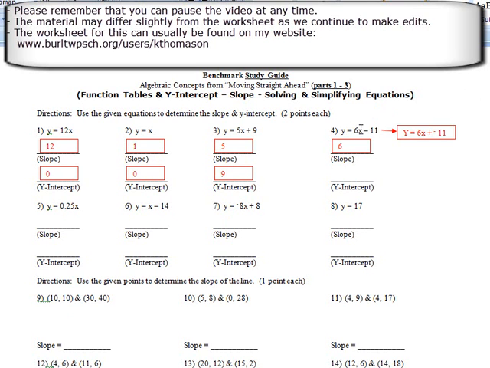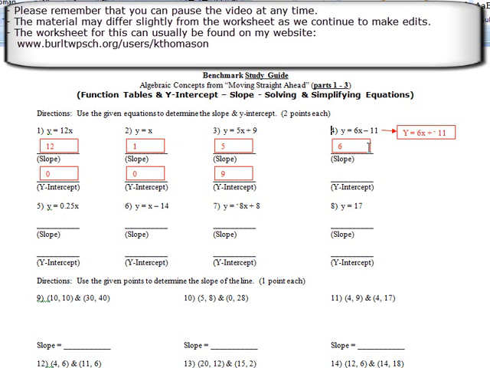y equals 6x minus 11 is the same thing as y equals 6x plus negative 11, because when you add a negative, it's the same thing as subtracting. Now you don't have to do this with all the problems. I just did this so that you can see that adding a negative is the same thing as subtracting, and then it follows what we've been telling you about the y-intercept.